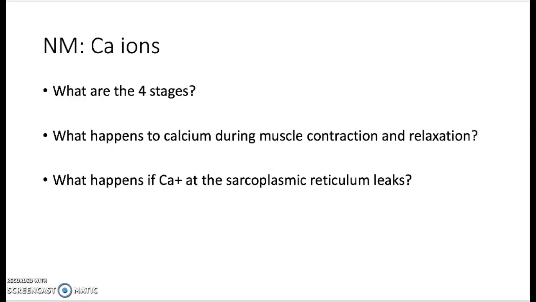Neuromuscular calcium ion. The first of the 4 stages: ATP binds to myosin, causing it to detach from actin. ATP then becomes ADP, which releases energy so that the myosin heads convert into what is called a cocked state. The third stage is where calcium binds to troponin, which exposes the actin sites that myosin can grab onto and pull for the sliding filament theory.